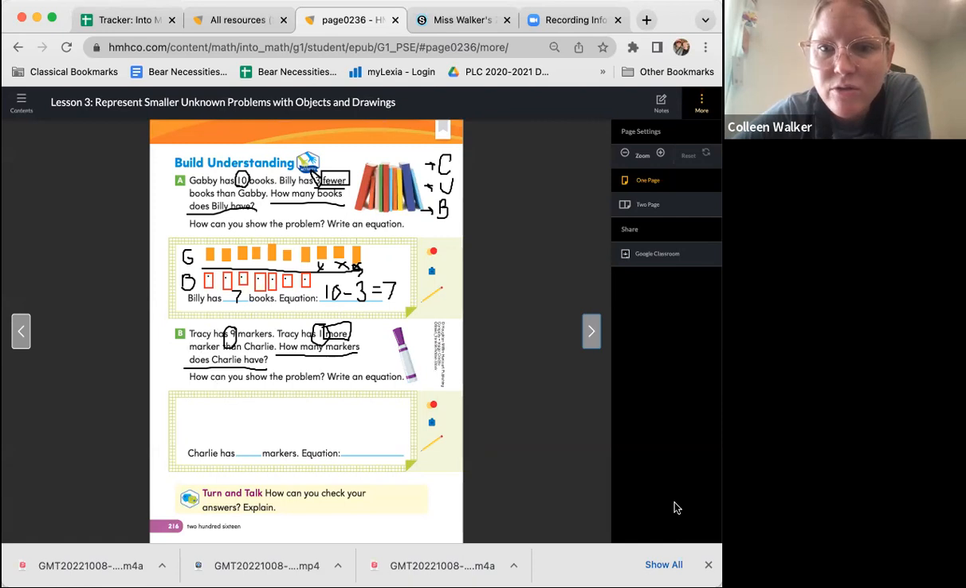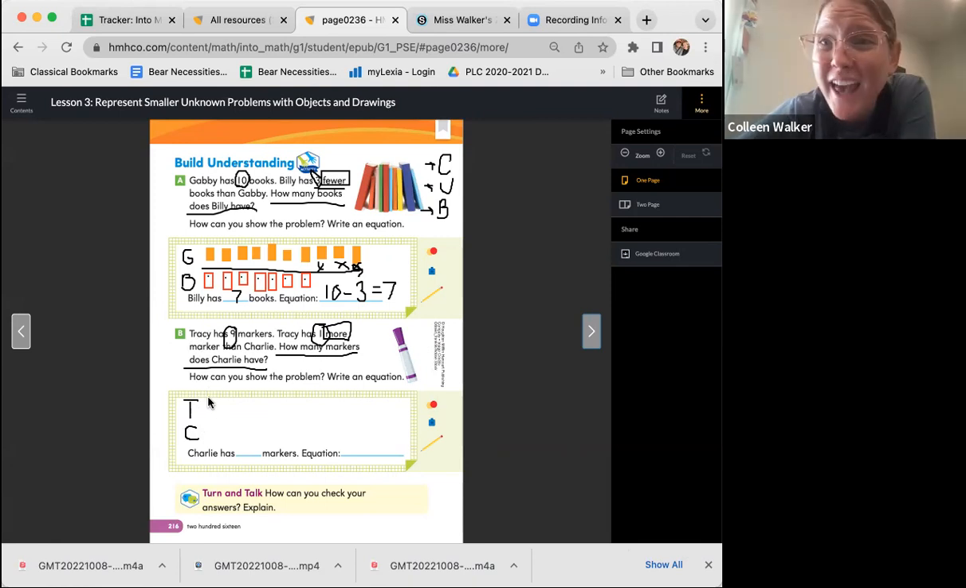Okay, let's get ready to draw these markers. So for markers, I'm going to draw some rectangles, and we're going to do a T for Tracy and a C for Charlie. All right, let's do some purple markers for Tracy.